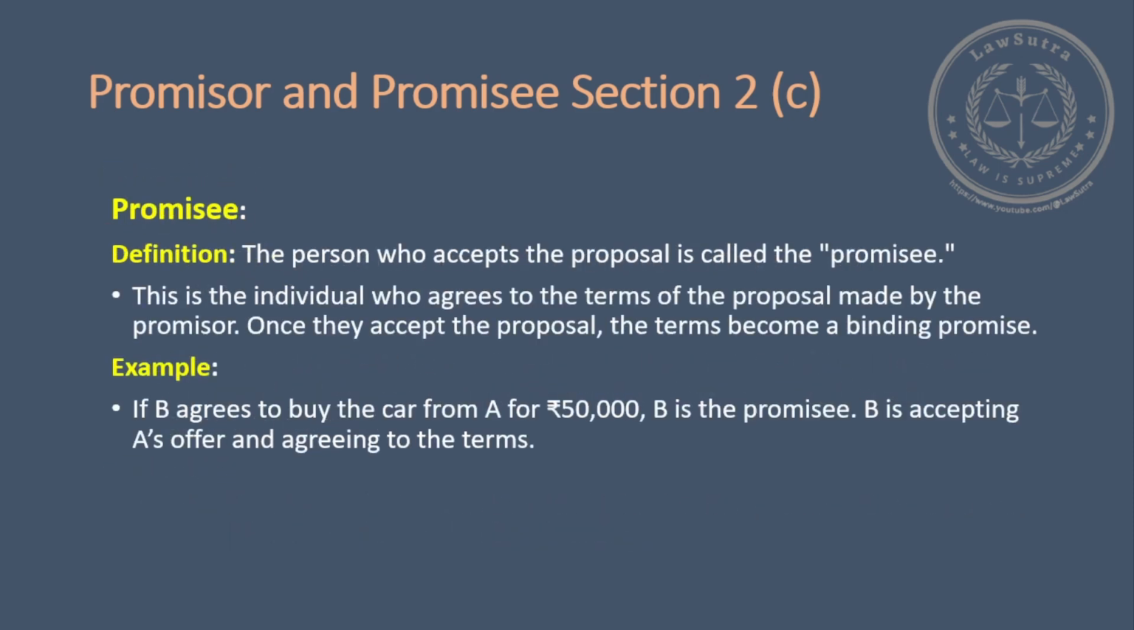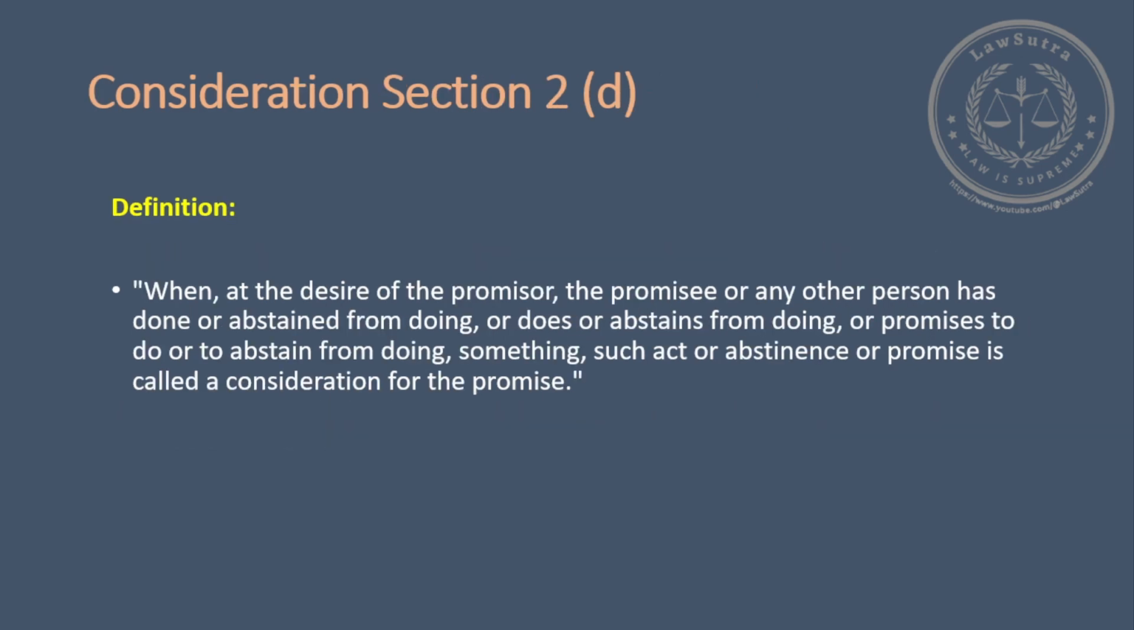Next one is the promisee. Definition of promisee: the person who accepts the proposal is called the promisee. This is the individual who agrees to the terms of the proposal made by the promisor. Once they accept the proposal, the terms become a binding promise. Example for this: if B agrees to buy the car from A for 50,000 rupees, B is the promisee. B is accepting A's offer and agreeing to the terms.